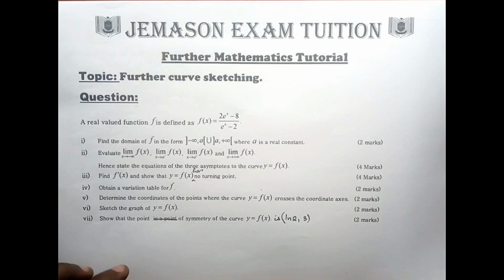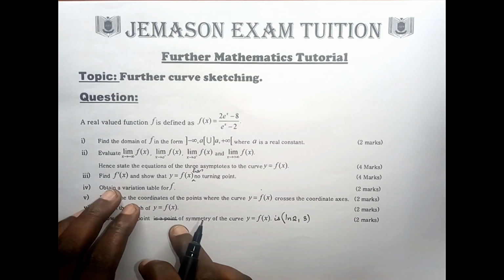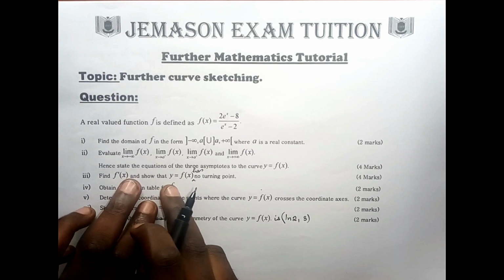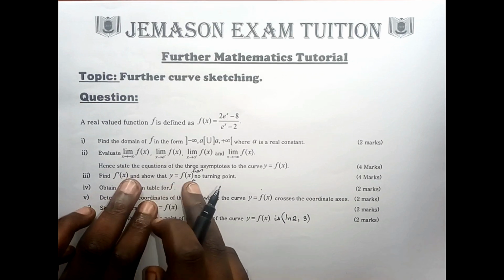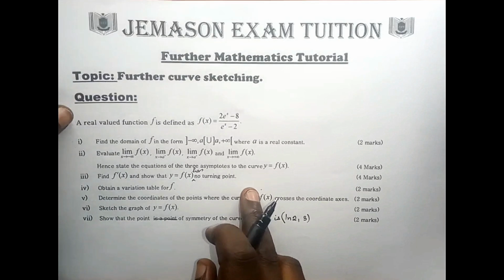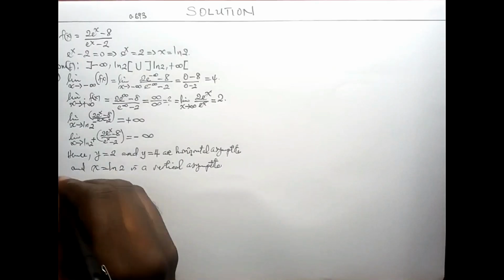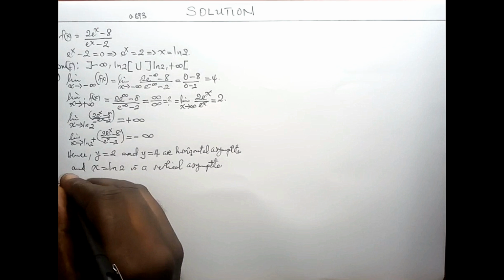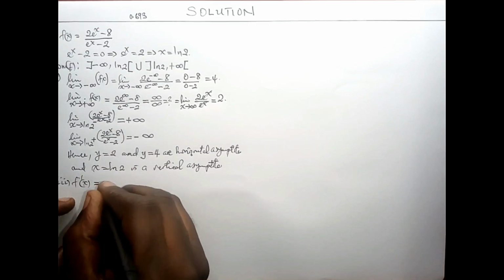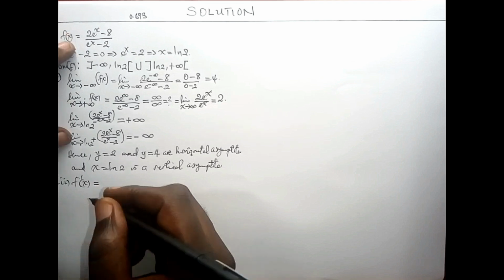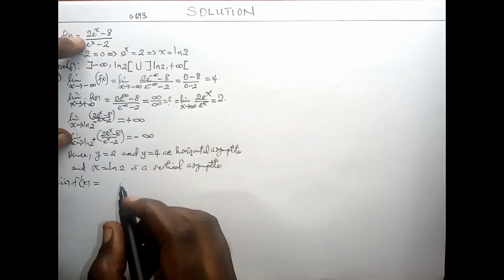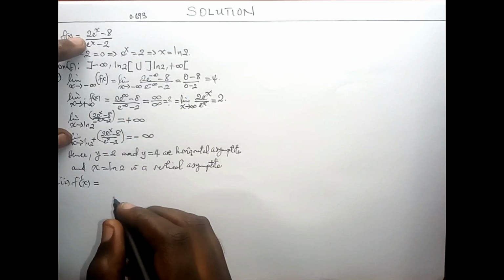Okay, in Roman 3, we are asked to find f prime of x and then show that y equals f of x has no turning point. Roman 3, f prime of x should be equal to, so I have to differentiate f of x to have f prime of x. It's a rational function, so the quotient rule would be used.